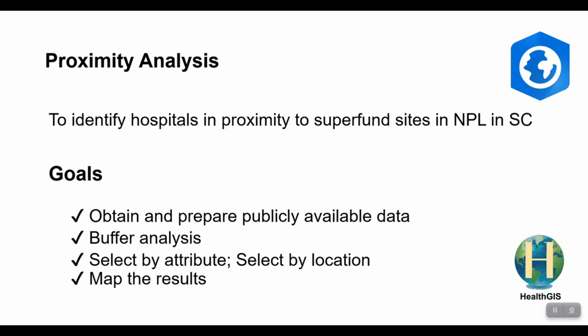Today we're going to practice proximity analysis in ArcGIS Pro using publicly available datasets. We would like to analyze the proximity of hospitals in South Carolina to Superfund sites that are in the National Priorities List. The outcome can provide useful insight for emergency preparedness. We will walk you through obtaining the dataset, and also we will learn how we can prepare it.